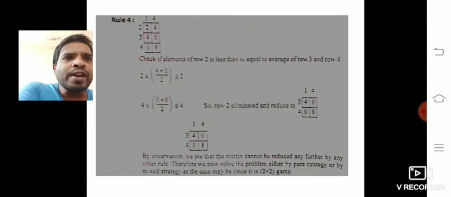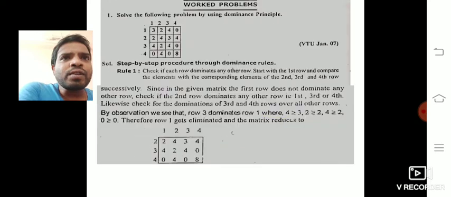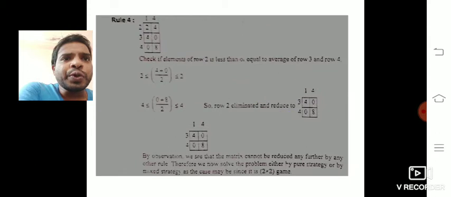In the row wise we are having only rows 3 and 4, and in the column wise we are having columns 1 and 4. By applying all those rules, we have reduced the matrix. From the original 4 into 4 matrix, we have reduced it into a 2 into 2 matrix by using those rules. Now directly apply the analytical method for this 2 into 2 matrix.